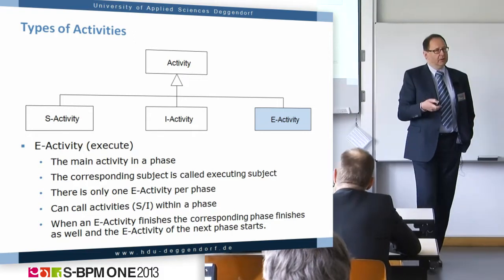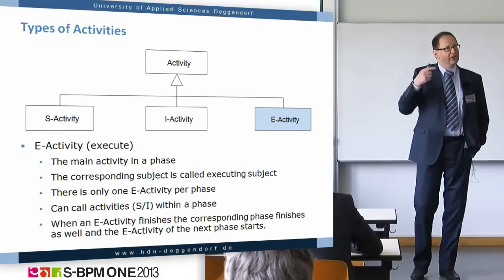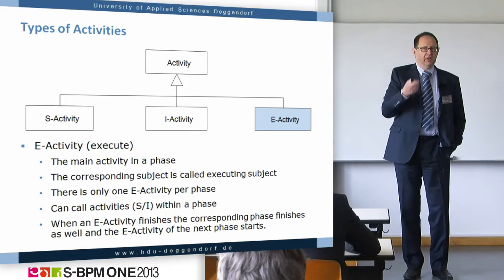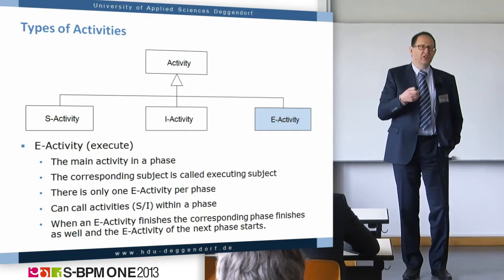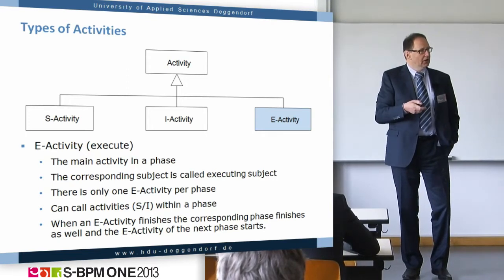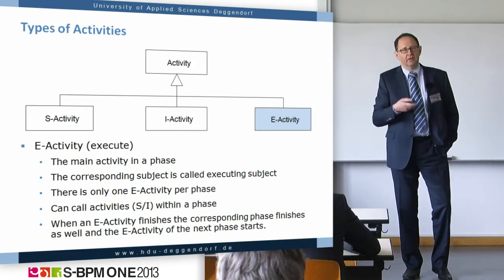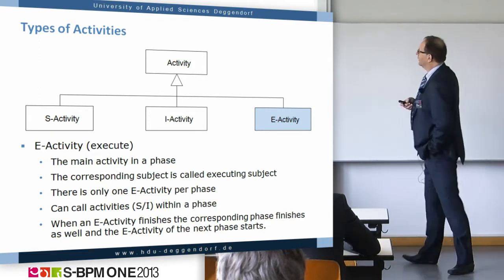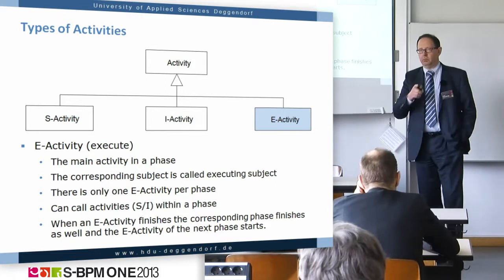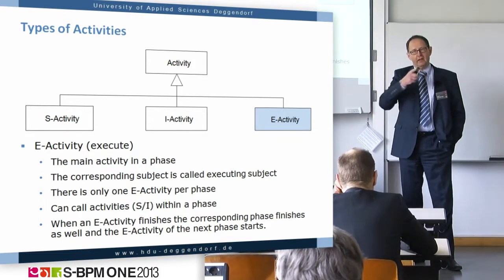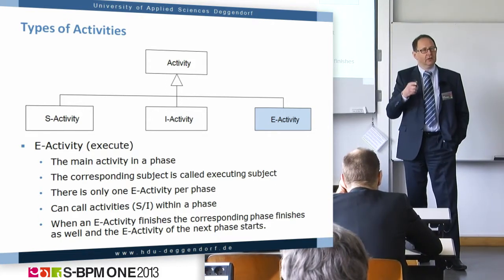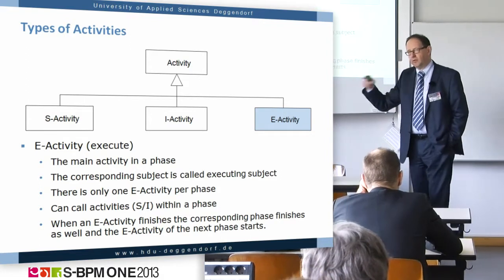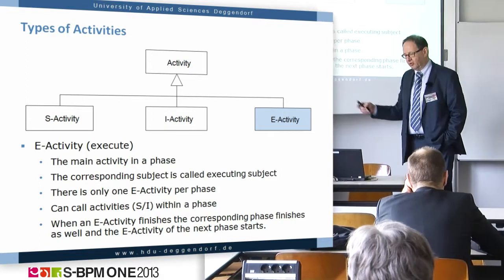Okay, what else? Yeah, important thing, when an E activity finishes, the corresponding phase finishes. So in principle, each phase corresponds to just one E activity. The E activity characterizes somehow the phase, and it says what's been done in this phase. Okay, and every phase in the matrix has an E activity, so you have a flow of E activities across the matrix.